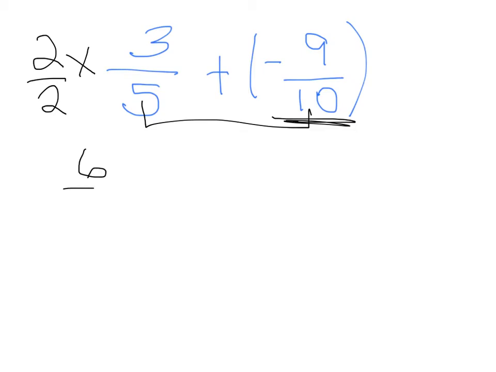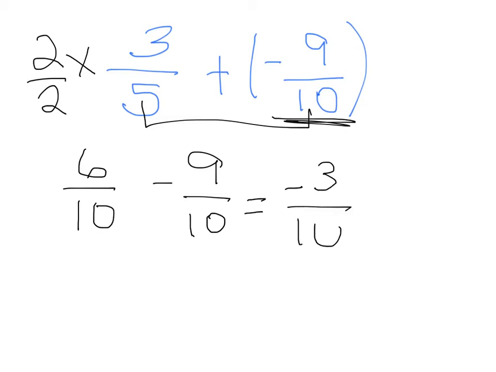So then I have 6/10 minus 9/10, because we're going to subtract because they have different signs. So it's going to give me a negative 3/10. And you can't simplify any further because 3 is a prime number.